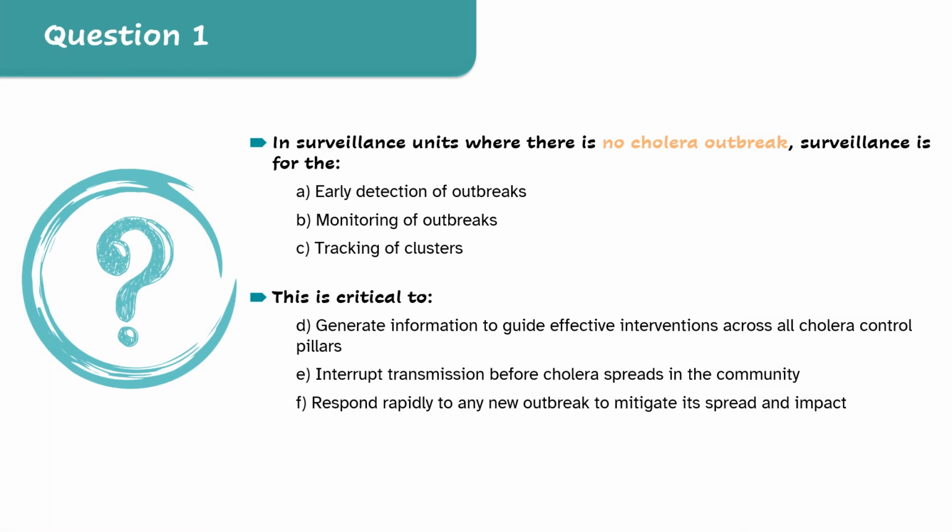Question 1. In surveillance units where there is no cholera outbreak, surveillance is for the A. Early detection of outbreaks, B. Monitoring of outbreaks, C. Tracking of clusters. This is critical to D. Generate information to guide effective interventions across all cholera control pillars, E. Interrupt transmission before cholera spreads in the community, F. Respond rapidly to any new outbreak to mitigate its spread and impact.